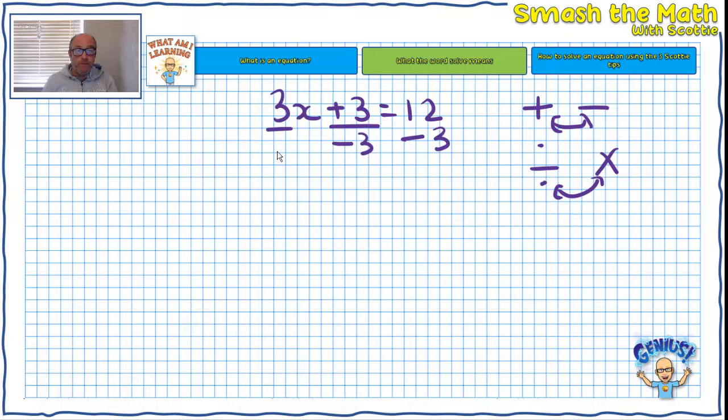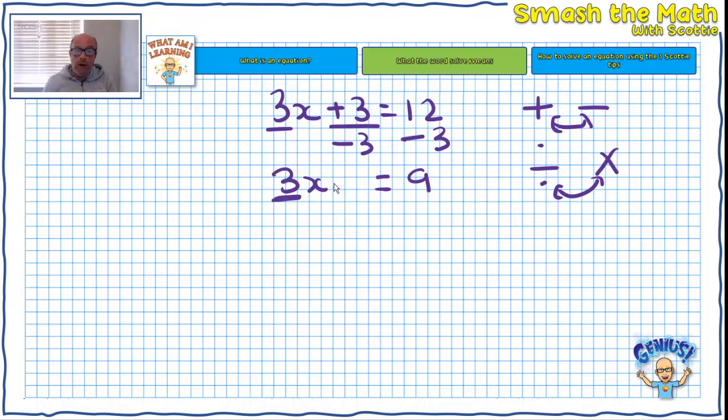Now what I want to do is rewrite what I've got left. So I've still got my coefficient and my variable, 3x. 3 take away 3 is 0, nothing. I've got rid of it, which is great because that's what I was trying to do. Equals 12 take away 3, which is 9. So I've done the first step. Now my second step is I know I need to get rid of this 3.